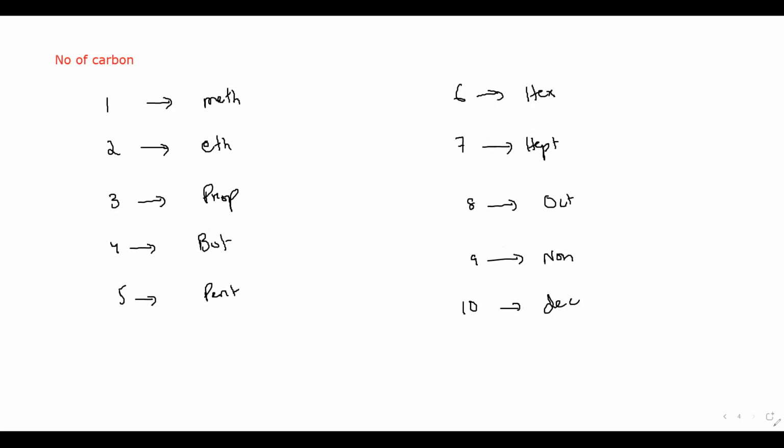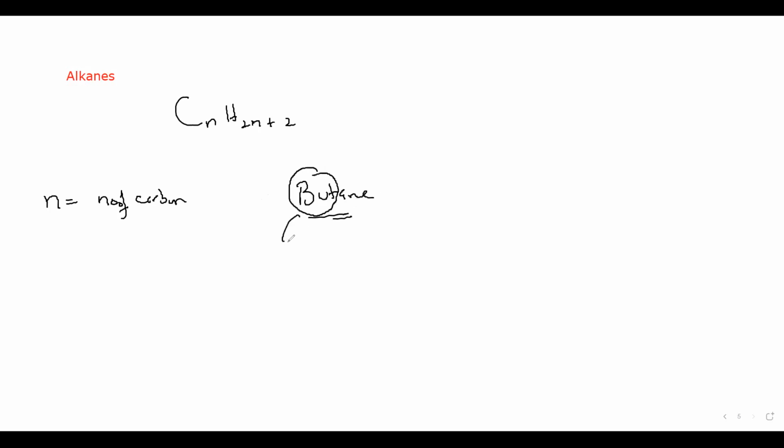So for alkanes, as we know, the general formula for alkanes is CnH2n+2, where n stands for the number of carbons. So if I ask what is the formula for butane? The term but means, what should be the value of n? The value of n is equal to 4.